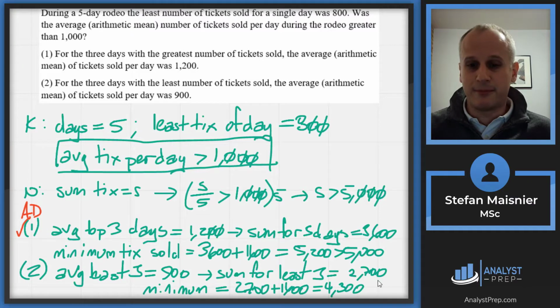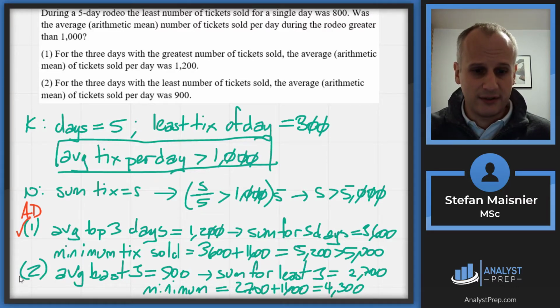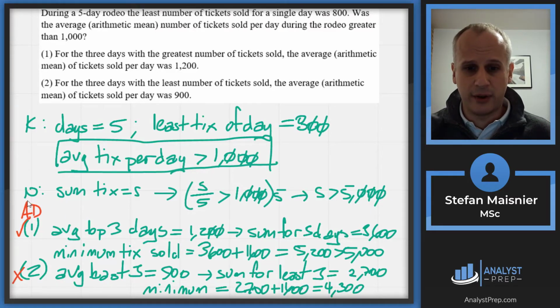But that only gives us our minimum, not our maximum. So we could have 4,300, or we could have our greatest days be really high, and we don't know. Because we don't determine whether S is greater than 5,000, we just know that S is now greater than 4,300, that's not sufficient. So condition 2 by itself won't work to determine whether the average tickets per day is greater than 1,000. So our answer is choice A.